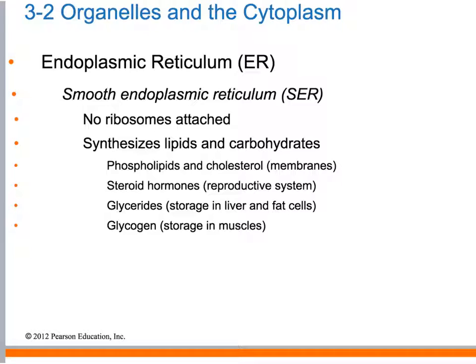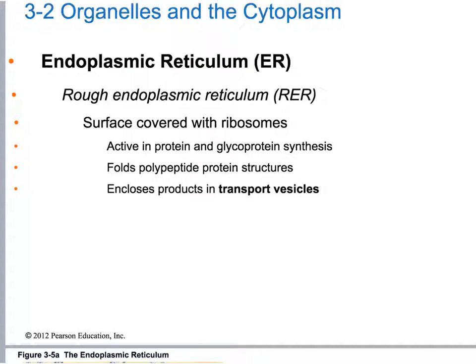And the main importance of that is that it makes, or synthesizes, lipids and carbohydrates. So it produces the phospholipids and cholesterol for the cell membranes. It produces the steroid hormones for the reproductive system. It produces the glycerides that are stored in the liver and the fat cells, and the glycogen, which is stored sugar in the muscles. The rough ER, or RER, has a surface that is covered with ribosomes, and it's active in protein and glycoprotein synthesis.